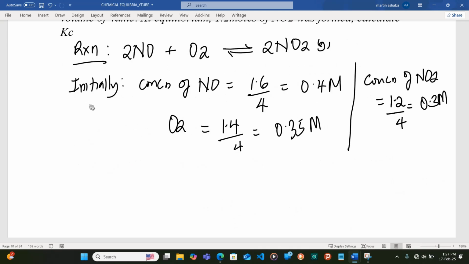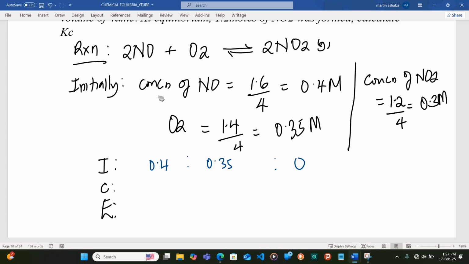Therefore, let's write our abbreviation ICE. Now at equilibrium, we have only what? Okay, let's first write these components. So we have values initially for nitrogen monoxide. We had 0.4, and 0.35 for oxygen gas. And then we shall have 0 for nitrogen dioxide, because initially the reaction hasn't taken place and therefore the product's concentration is equal to 0.